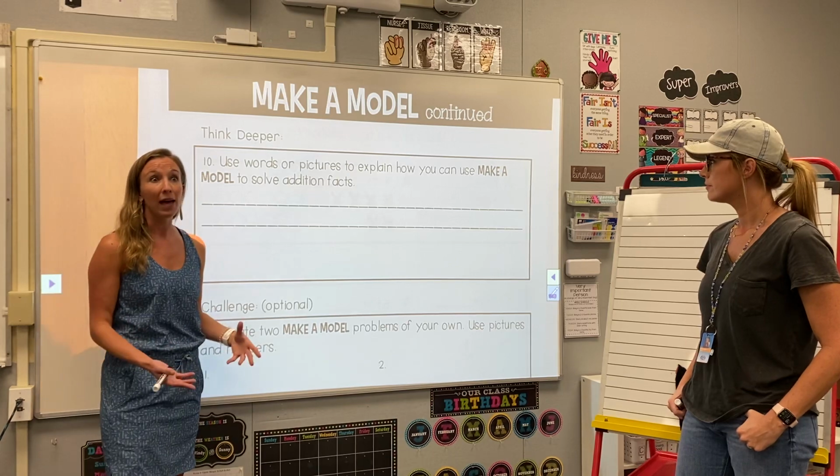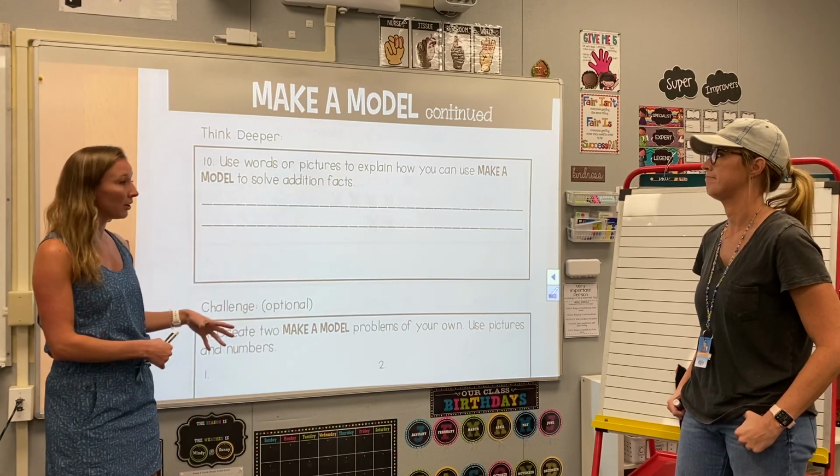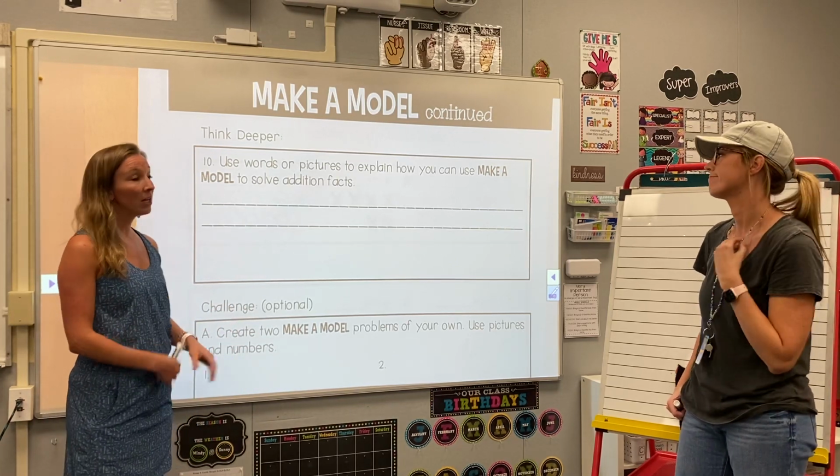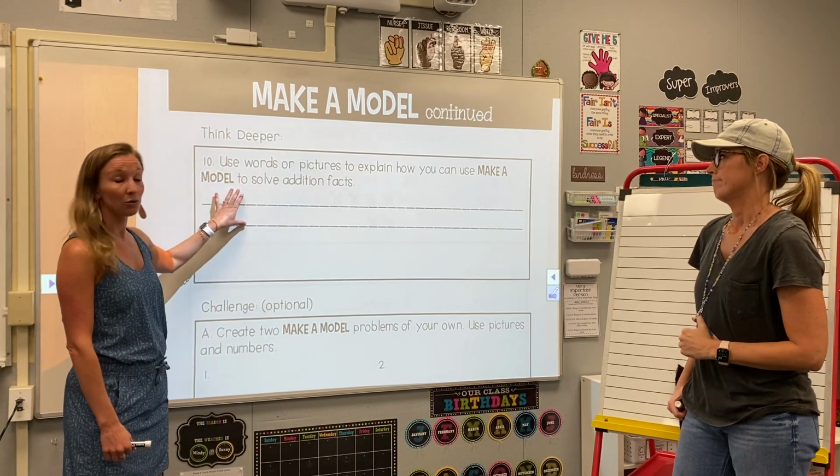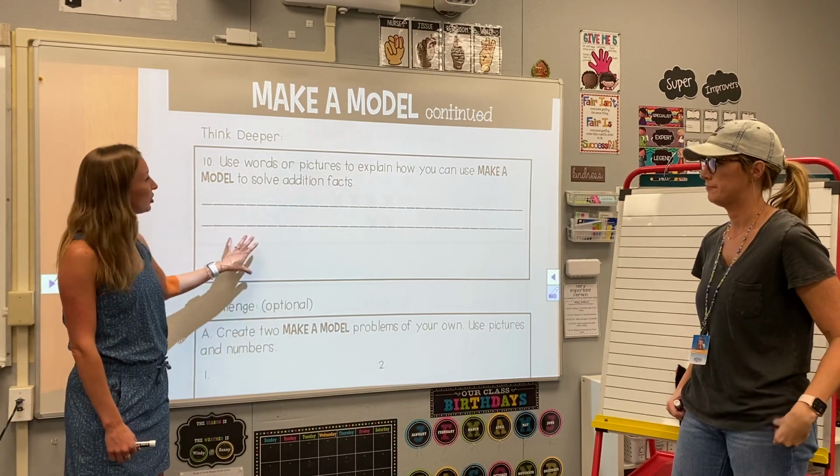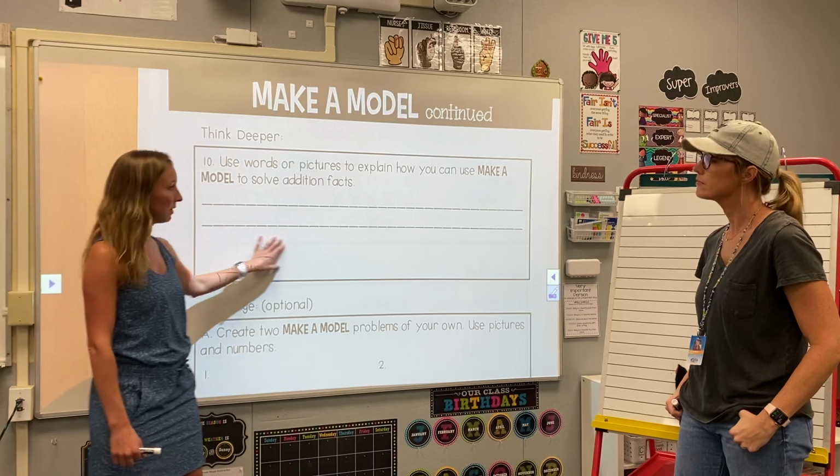So how can that help you? How does making a model help you get an answer? And if you're not quite ready to use words for your answer, you can always draw a picture and show it in this white space down here.